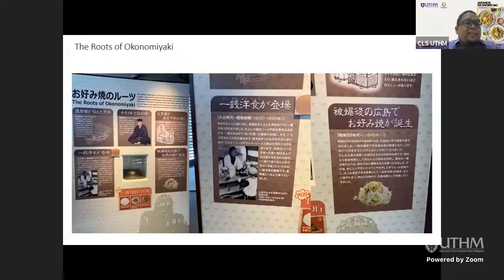This is the roots. The root of okonomiyaki started from China. Actually, it came from China. So to make a long story short, it came to Japan before the World War. They called it isshokyaki, a very thin, crepe-like but crispy dish.